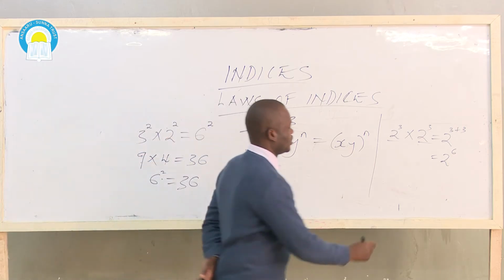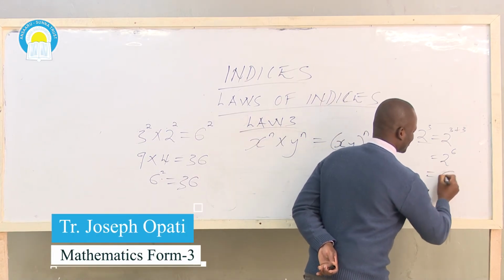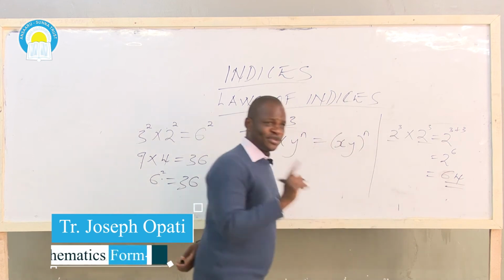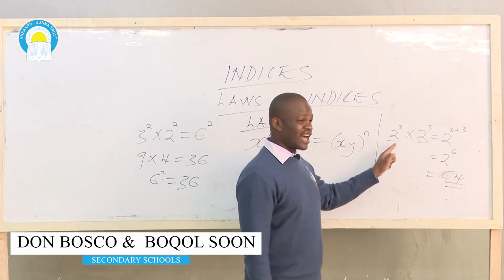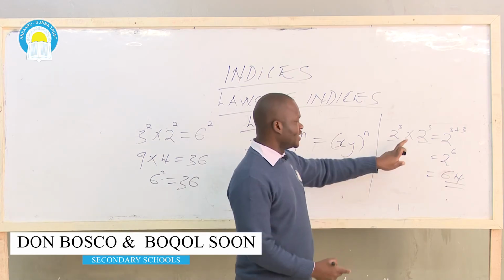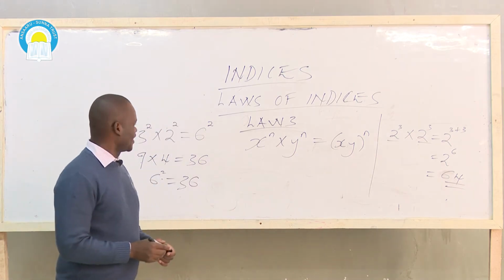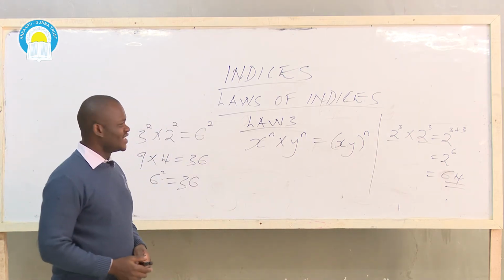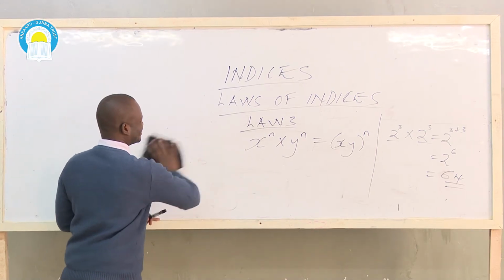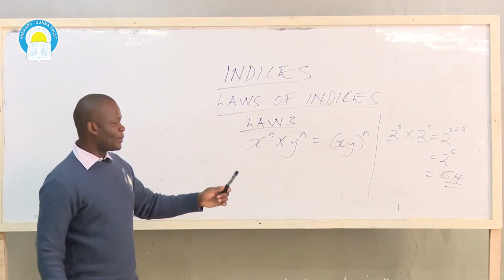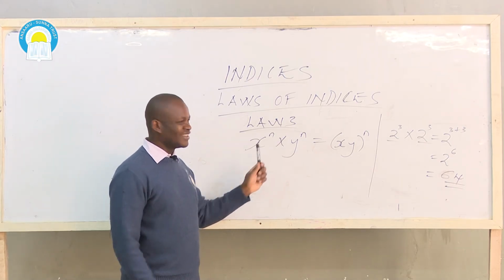Yeah? 64. Okay. Let us see that. So we're saying the outcome is 64. Using which law? Using the first law, where the bases are similar and the operation is multiplication. Now, what about if we decide to use the third law, where we apply the law of multiplication having the same power?